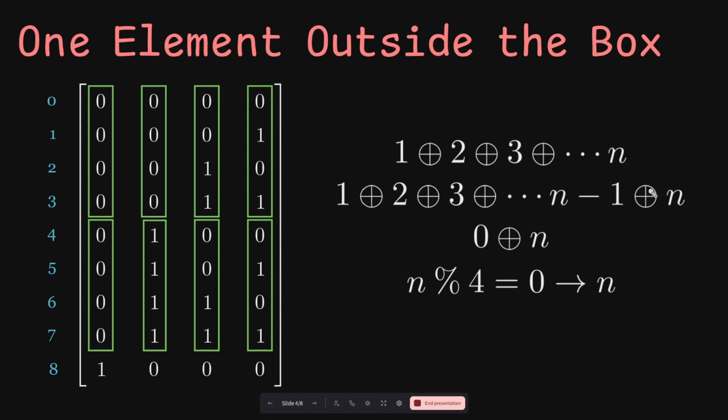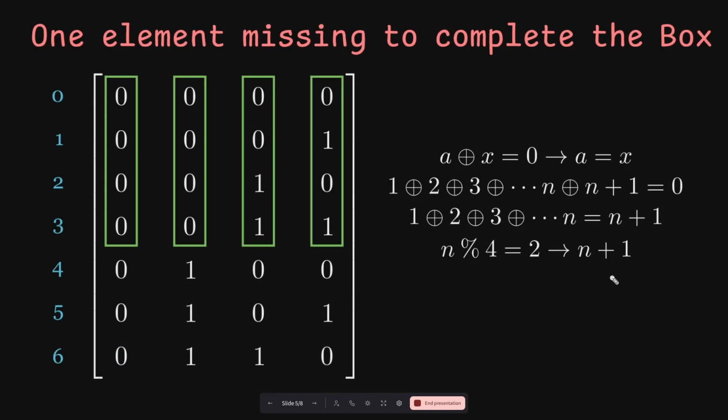But notice that the XOR from 1 to n minus 1 is actually equal to 0, because if you remove this lone element, then all the remaining elements will fit inside the boxes. So 0 XOR n, we already discussed, is equal to n. Therefore, you can claim that if n modulo 4 is equal to 1, then the answer will be equal to n.